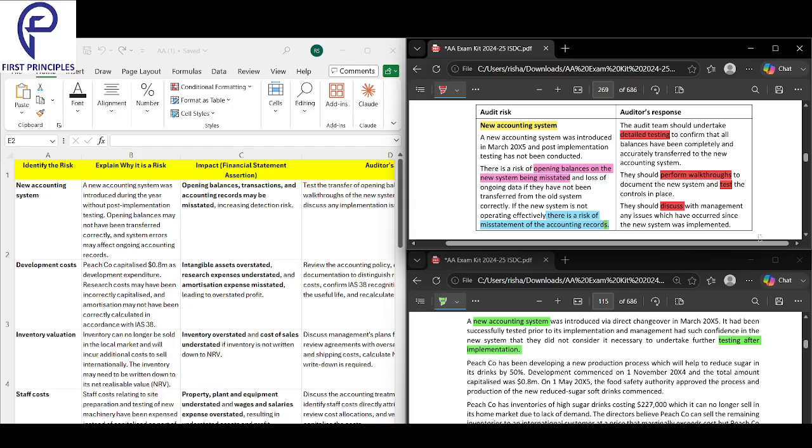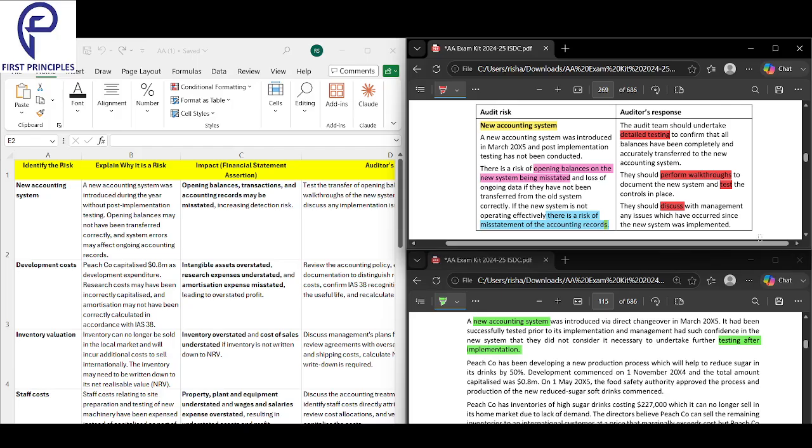What are controls? Controls are like security guards and CCTVs, anything that prevents the risk. So any controls that are there in the system, you test those controls. And finally, have a discussion with the management: after you implemented, did any issue happen or not? That is the first risk.